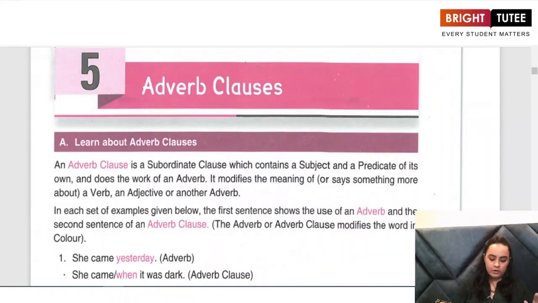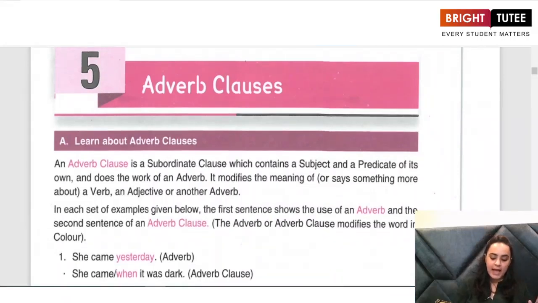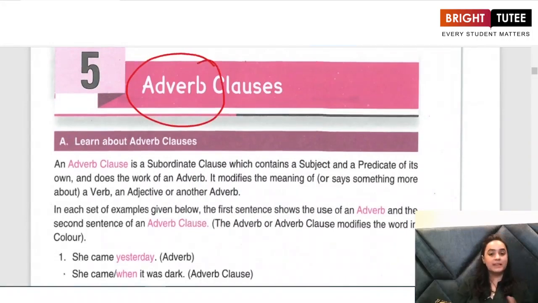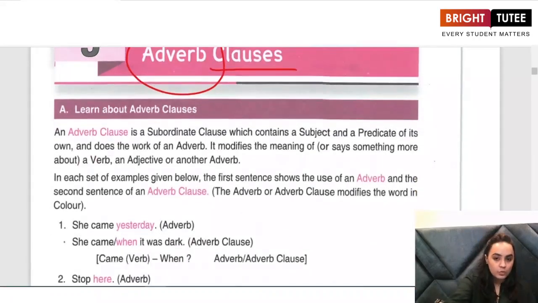Now, first of all, we all know that an adverb is a word that tells us something more about the noun or the pronoun in the sentence. That is an adverb, right? So, a clause which is serving the purpose of an adverb in the sentence is an adverb clause. Now, let us look at more information about the adverb clauses.